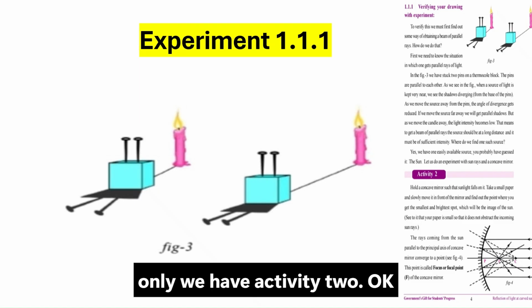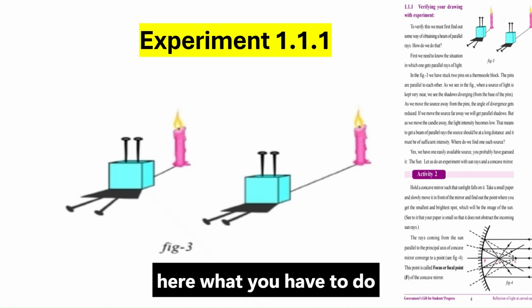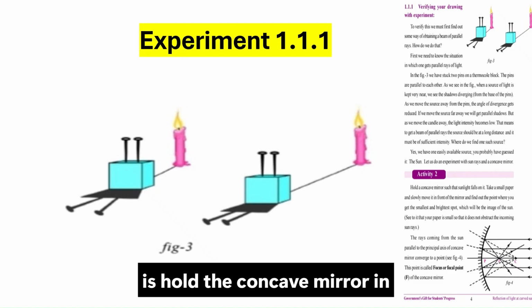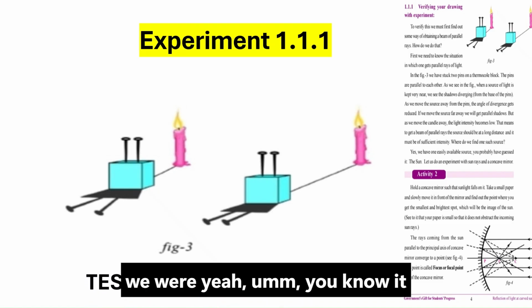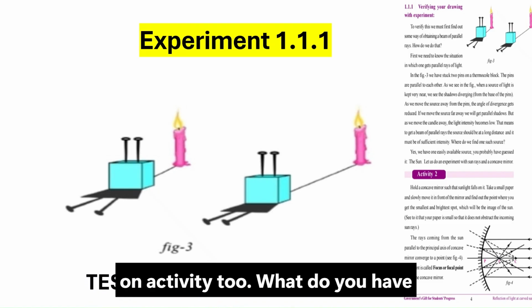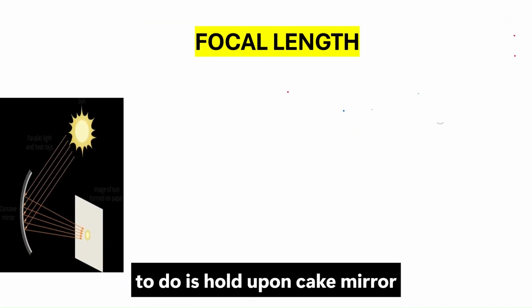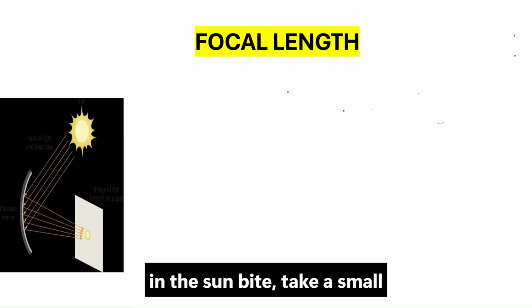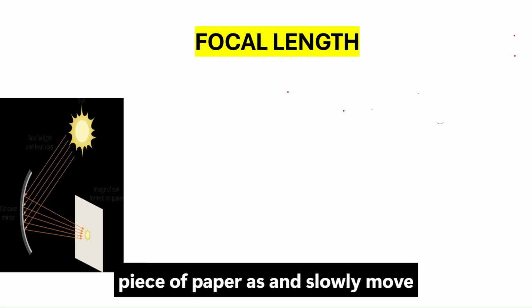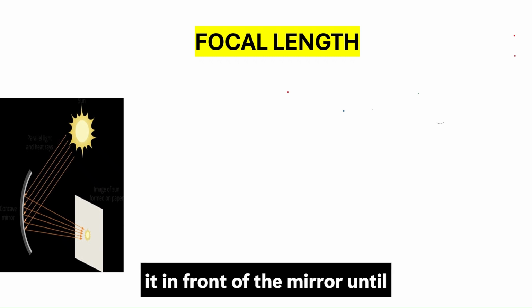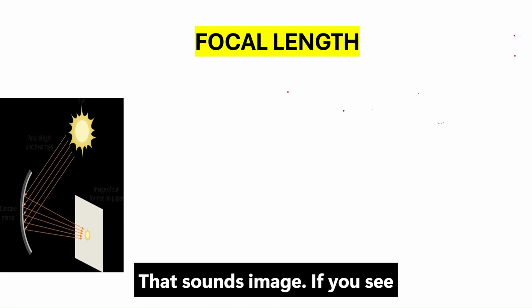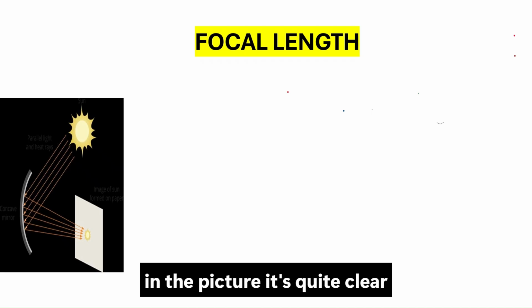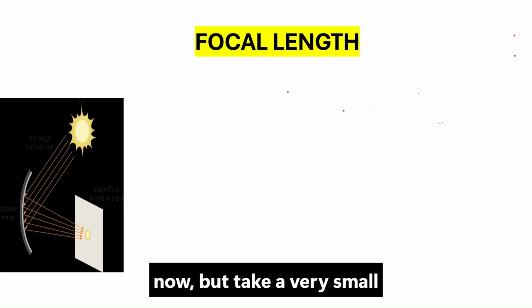On this page only we have activity 2. Here what you have to do is hold a concave mirror in the sunlight, take a small piece of paper and slowly move it in front of the mirror until you see the tiniest bright spot. That's sun's image. If you see in the picture, it's quite clear. No? But take a very small paper so it doesn't block the incoming rays.